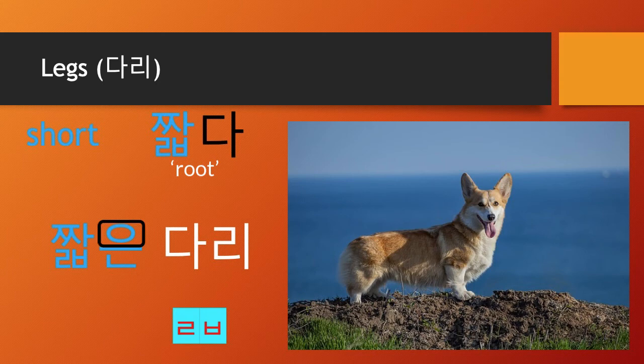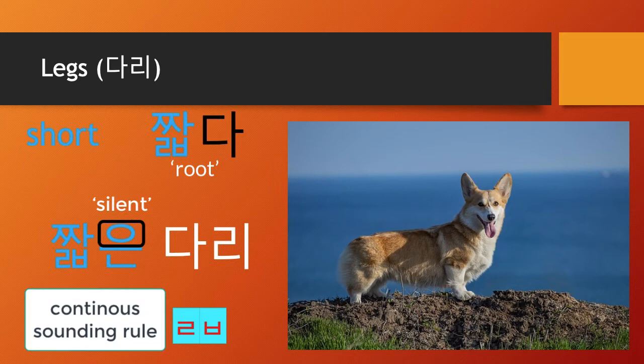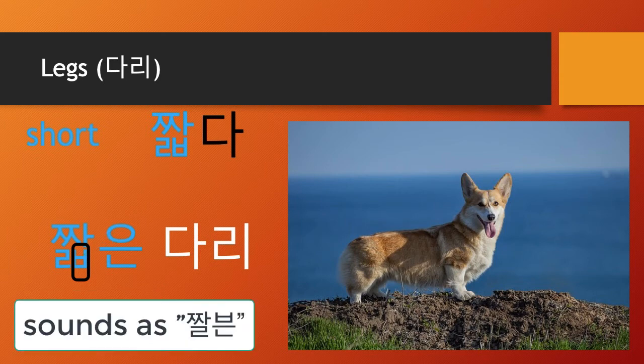은 is beginning with 이응, and when a Hangul character begins with 이응, it acts as a silence. So in this case, the 연음 법칙 continuous sounding rule applies. 짧은 is more like 짧은. So when you pronounce this from slow speed, middle speed to the fast speed, it becomes like this one. 짧은, 짧은, 짧은.